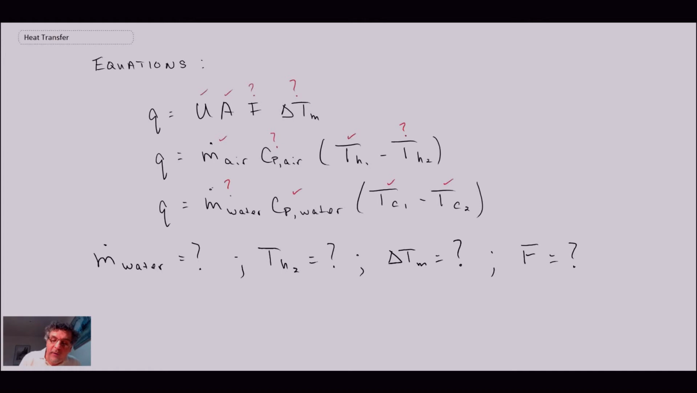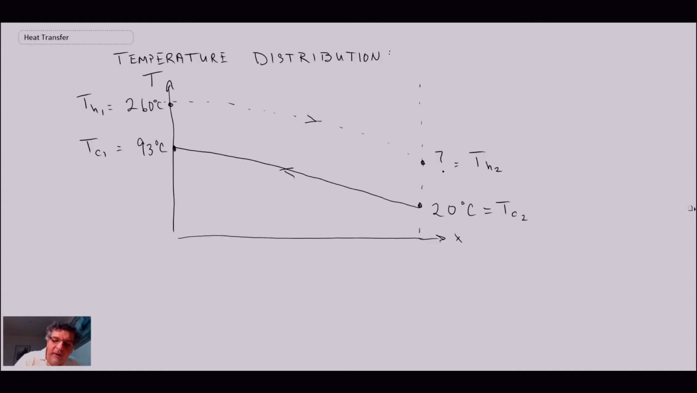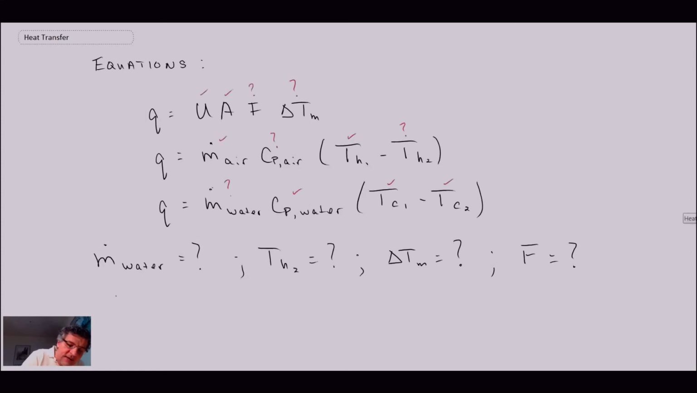So how do we solve this type of problem? Well, unfortunately, the only way to solve this is to guess a temperature on exit. So you would guess TH2, and you would solve and iterate. And this is going to be a bit of a problem for a number of reasons.